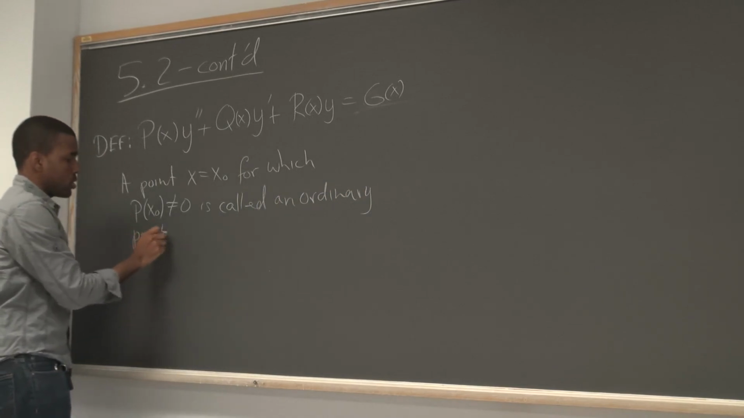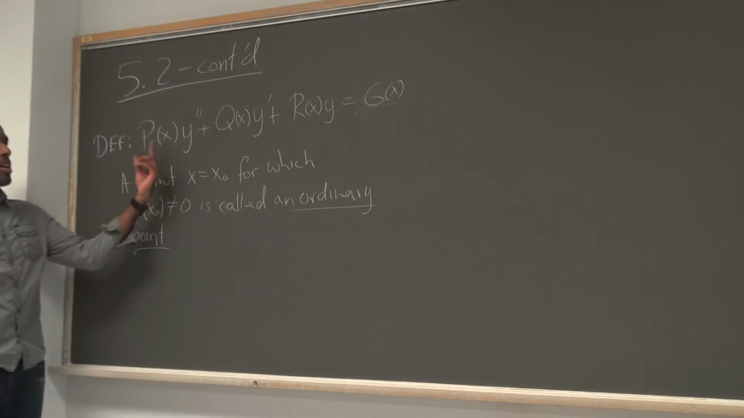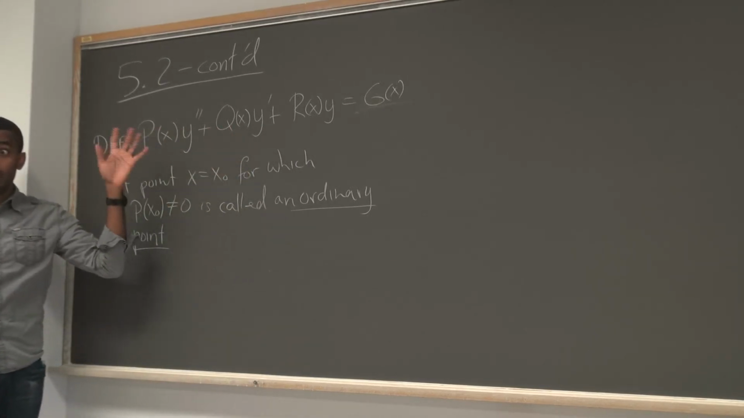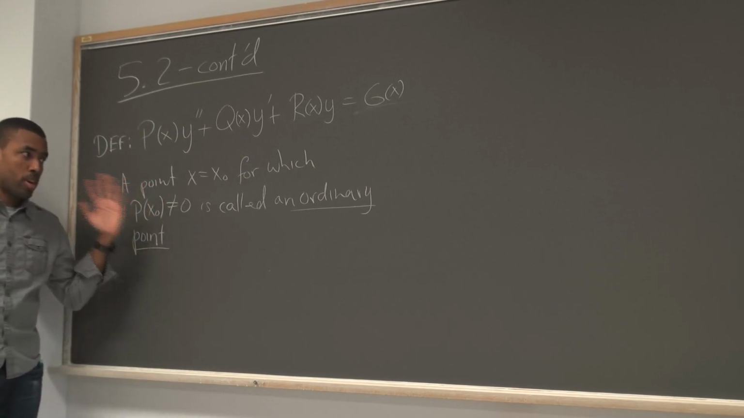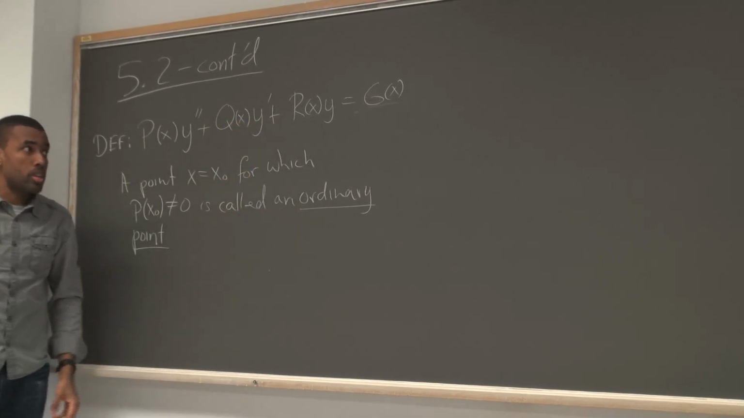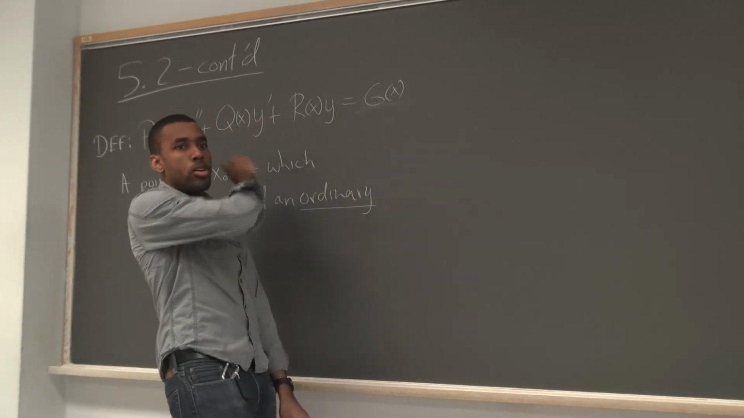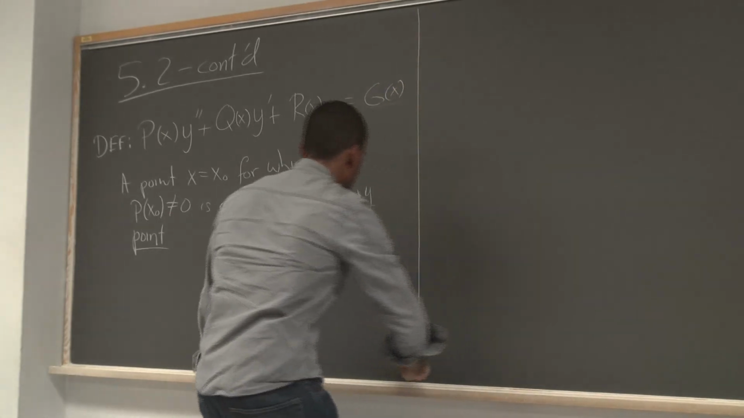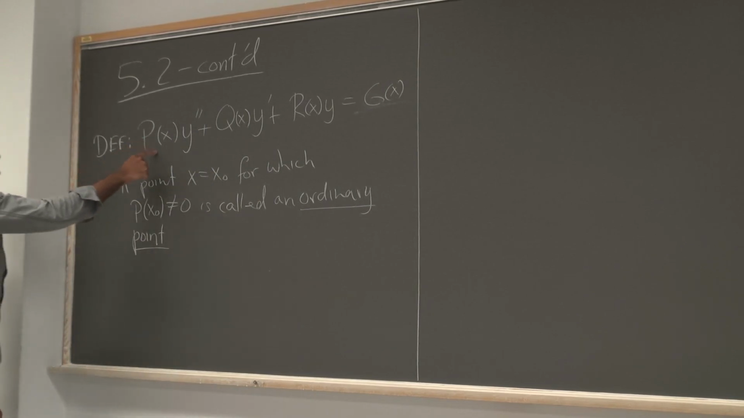Right, these are the nice points. We don't really have to worry about them. When you put this in standard form, you have to divide through by p, and if p is 0, that's a problem. As long as it's not 0, everything works out nice, and as long as these functions are analytic, we can find a series solution. Analytic just means we can represent them by power series. That's pretty much all we need. When this is not 0, we're good. That's called an ordinary point.